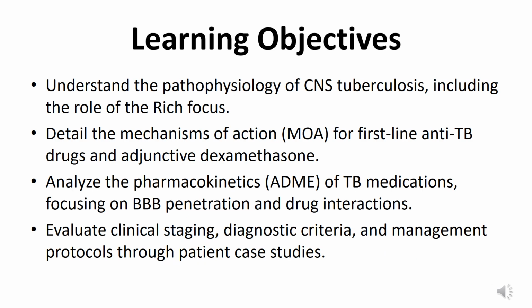Before we begin our exploration of central nervous system, or CNS, tuberculosis, let's take a look at the key learning objectives for this lesson. By the end of this session, you should have a clear understanding of how tuberculosis can affect the brain and surrounding structures, why it is such a serious condition, and how it is managed in clinical practice. Our first objective is to understand the pathophysiology of CNS tuberculosis.